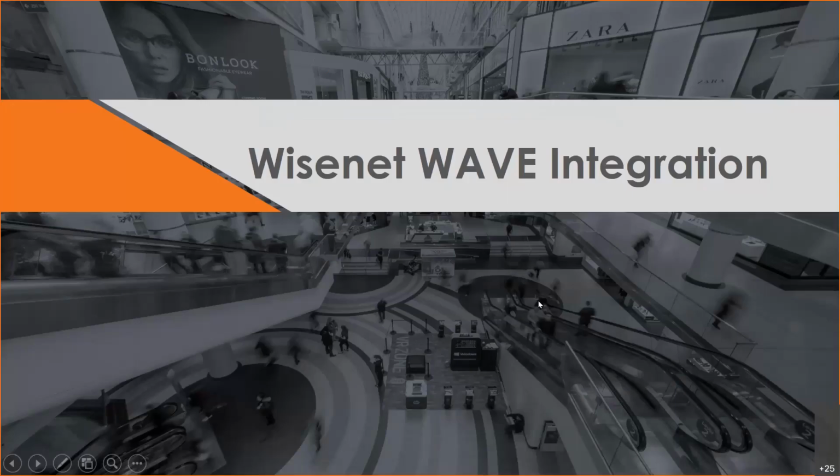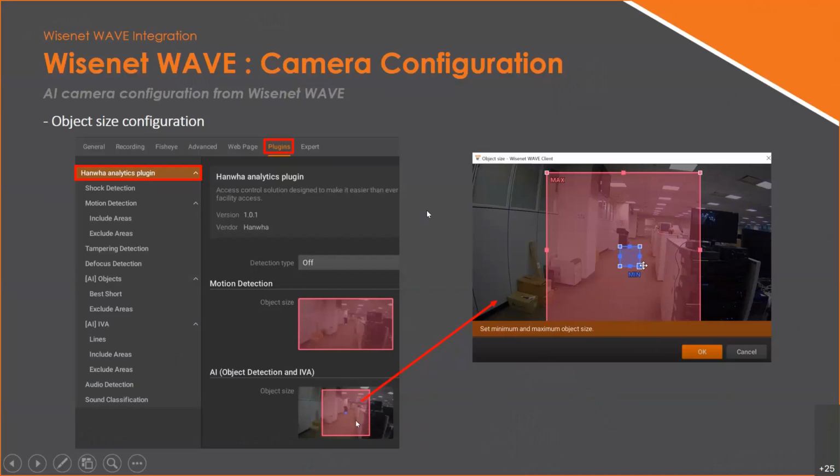Okay, then how to integrate to the Wave. So already integration has been done. Once you open the camera setting page of the AI camera, you can go to the plugin tab, and it will give you the option for configuration. You can configure almost everything. You can configure what kind of object you want to detect and minimum object size as well.